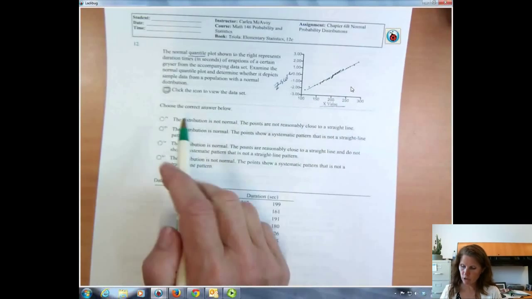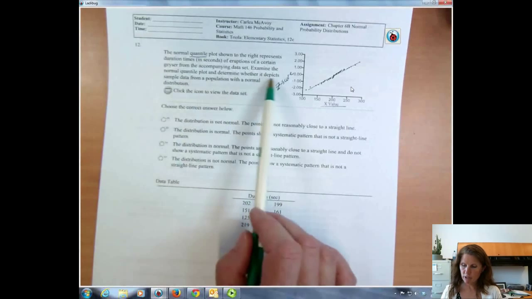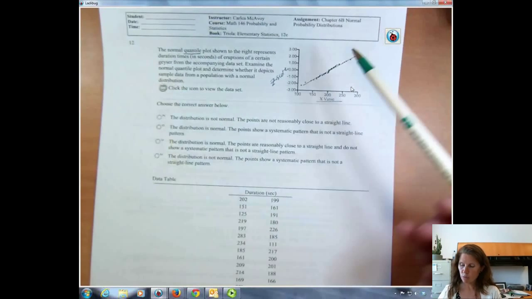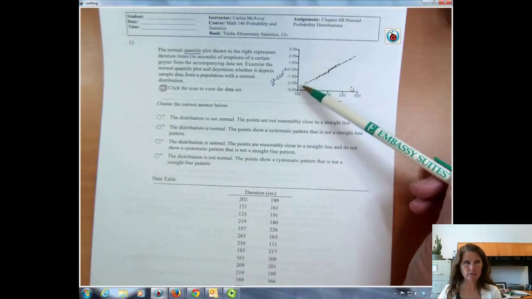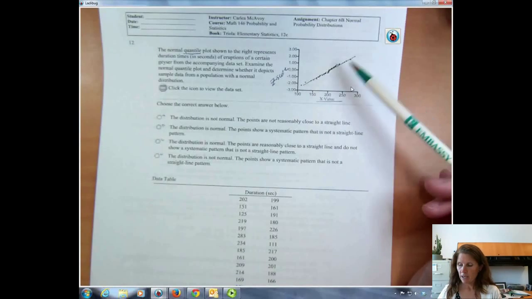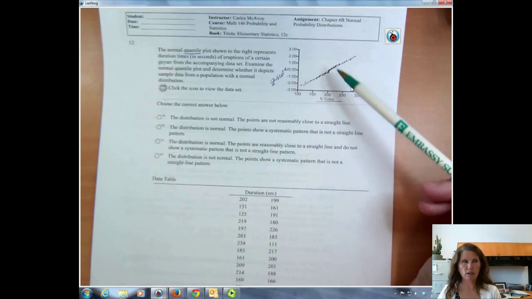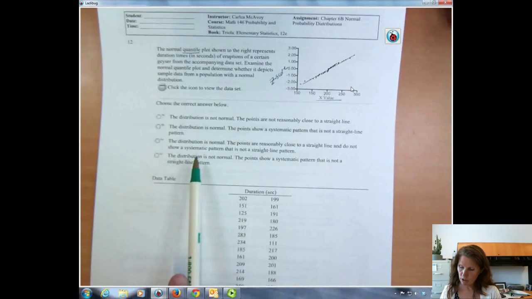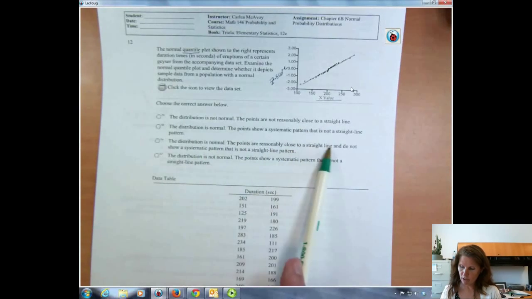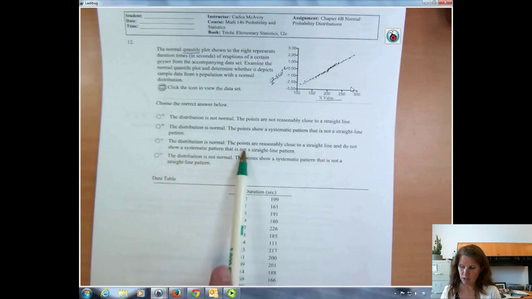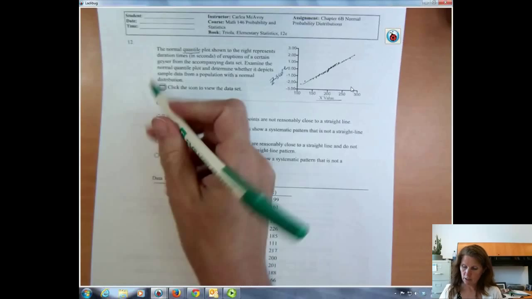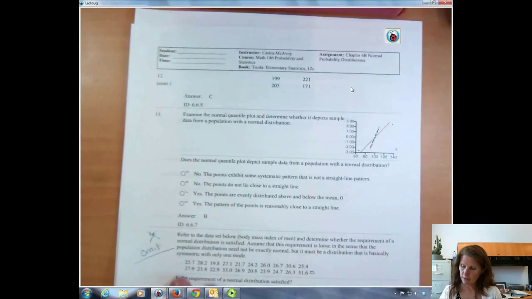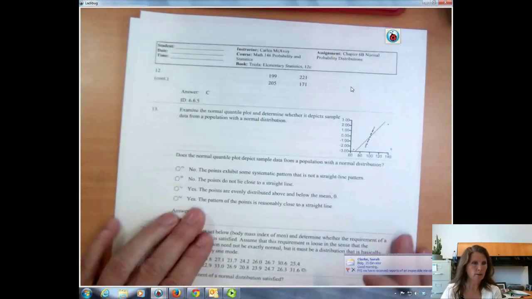And so what they're asking here is to examine this and determine whether it depicts sample data from a population with a normal distribution. If it's a normal distribution, the data will form a line, and it won't have any other non-line shape to it. So I would say this one, the distribution is normal. The points are reasonably close to a straight line and do not show a systematic pattern that is not a straight line pattern. That's what I think, because it looks like a line to me. Yep, that's number C.